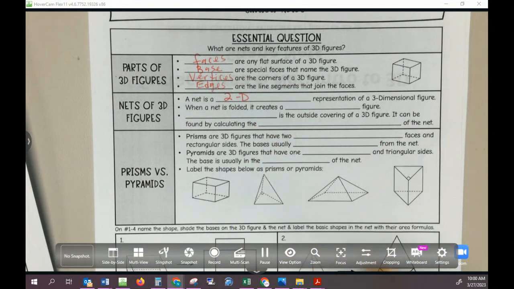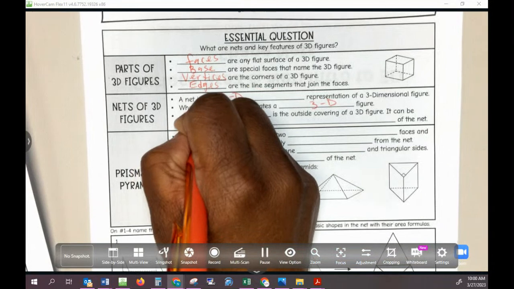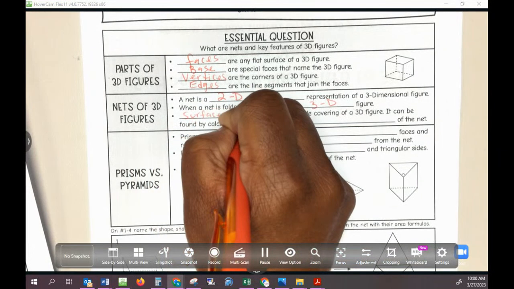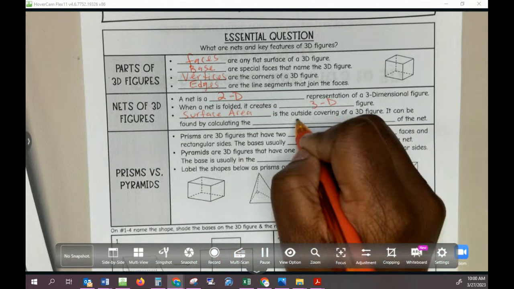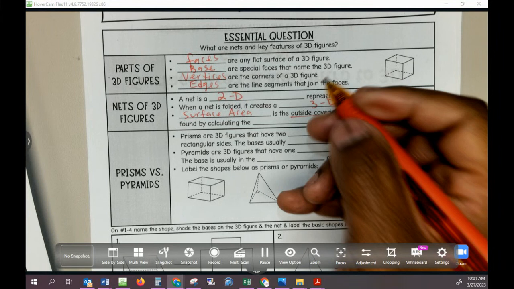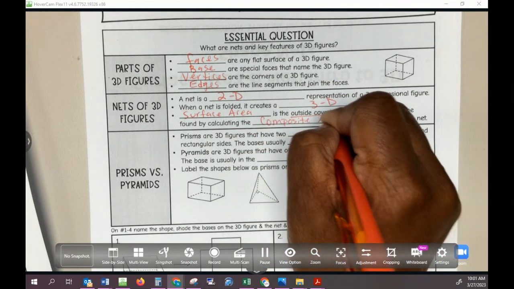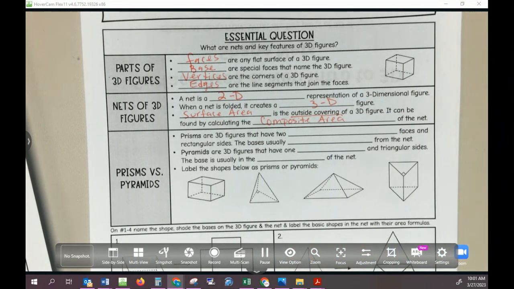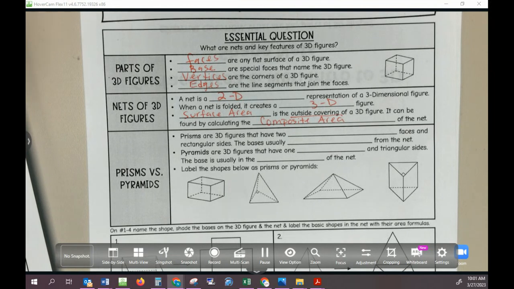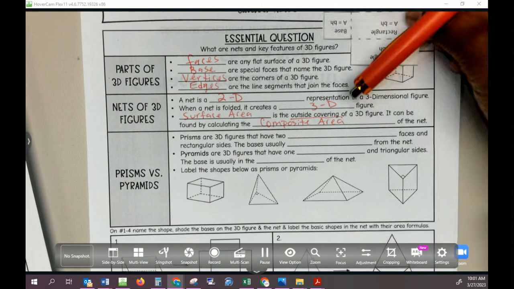When a net is folded, it creates a 3D figure. The surface area is the outside covering of the 3D figure. It can be found by calculating the composite area of the net. So if you are really good at composite figures, this is going to be a breeze for you. If you struggle, this is going to give you more practice to get really great at it.